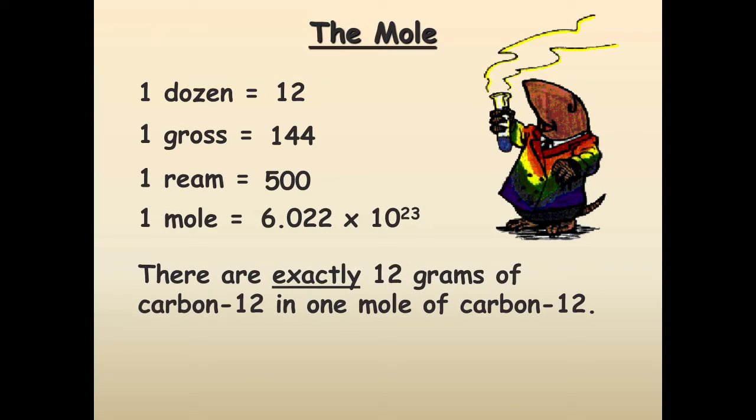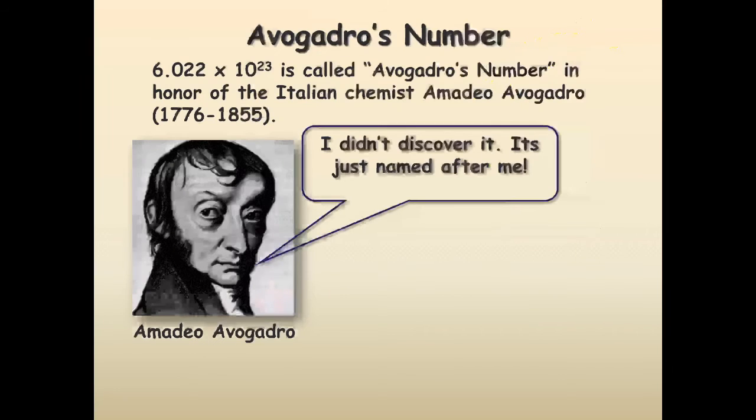So there are exactly 12 grams of carbon-12 in 1 mole of carbon-12, because carbon-12, the 12 is its mass in AMUs, and so if we have a mole of carbon-12, or 6.022 times 10 to the 23rd pieces, that's equal to the mass in grams, which is 12. And we find those numbers on the periodic table.